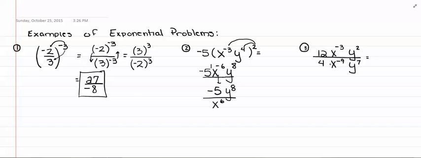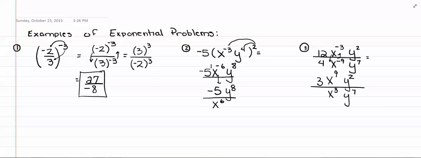In the third example, I can look at this as 3 separate little problems. The number part first, 12 divided by 4, is just the number 3. With these x's, I want to get rid of negative exponents. So again, cross the line, change the sign of the exponent. X to the -9, cross the line, change the sign. Y to the 2 is already positive where it stands, so I'm going to leave it. And y to the 7 is already positive, so I'm going to leave that.